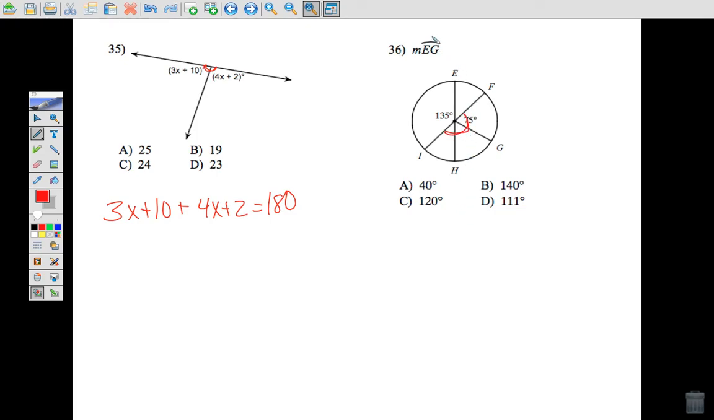And you're looking for EG. When you're given two letters, you go the shortest distance. So it's like from E to G. So you'll have to add EF and FG together.